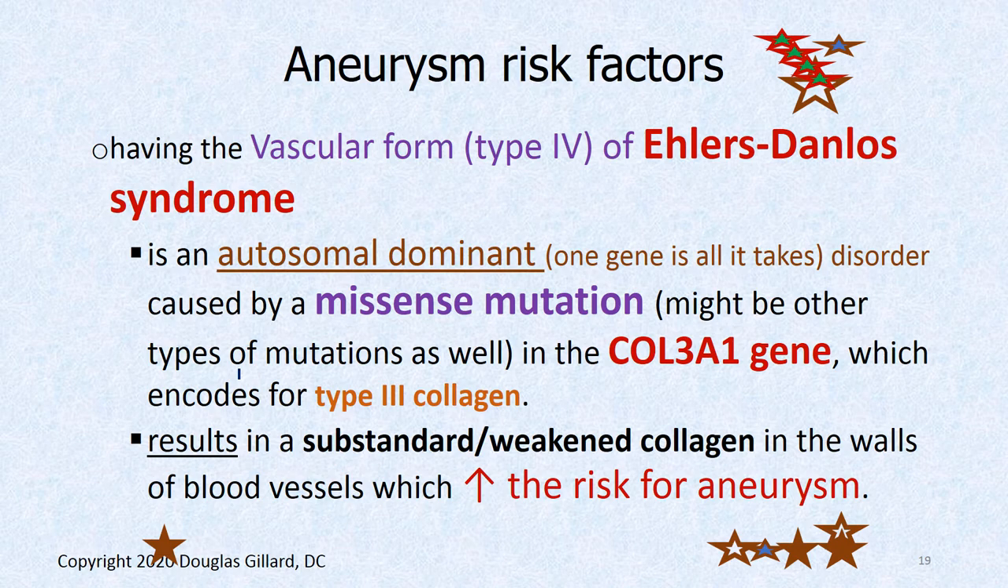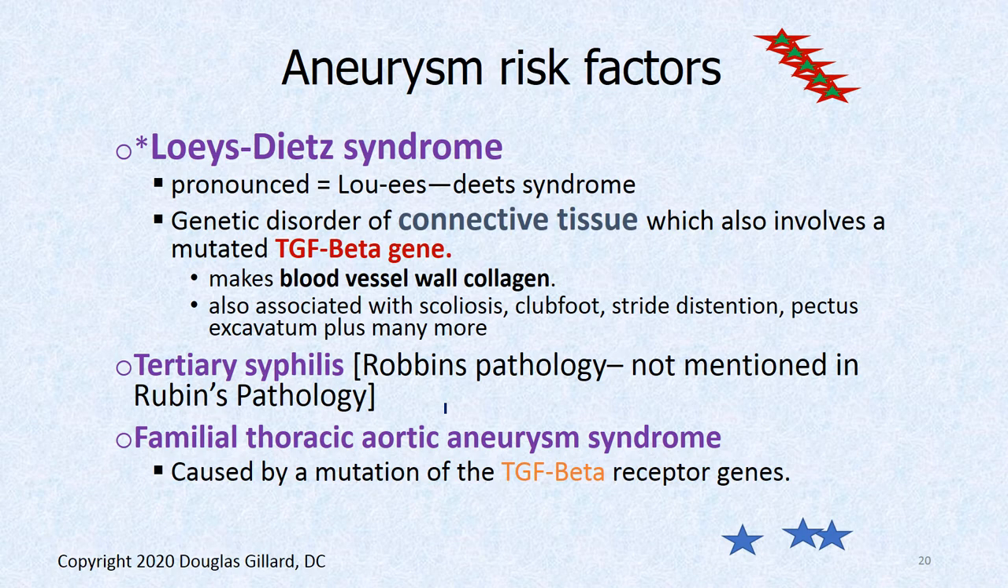It's the same type, autosomal. It's the same missense mutation, but it's a different gene. It's the COL3A1 gene in Ehlers-Danlos type 4 that causes the problem. The type 3 collagen of these patients is messed up. Marfan's is more widespread. It's all different types of collagen. This one is specific to type 3. But it definitely increases the risk for aneurysm. If you don't have a strong pipe and that pipe's under pressure, that pipe can kind of bulge out, and that's an aneurysm. Or it could even break, and that's a bleed, and you can die from that.